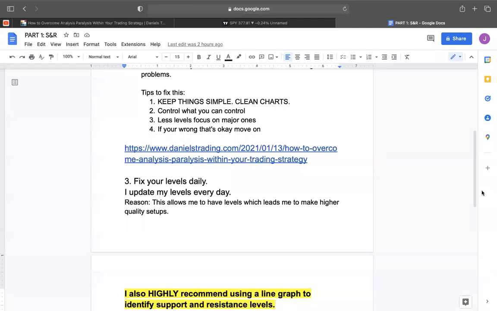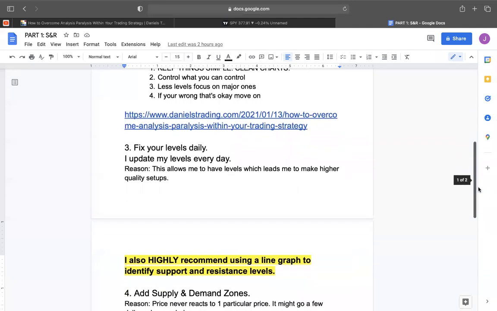I do that every day, like no ifs and buts about it. I'll always update my levels before I take any type of trade. I'll always update my levels. So every single day, I'm so serious every day.